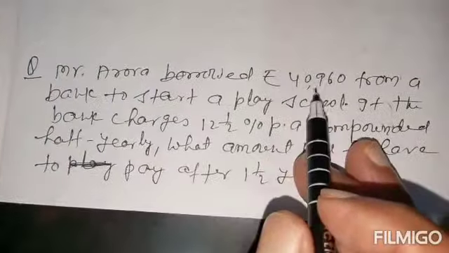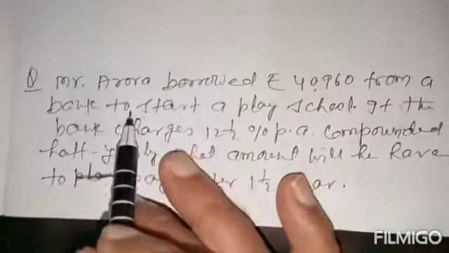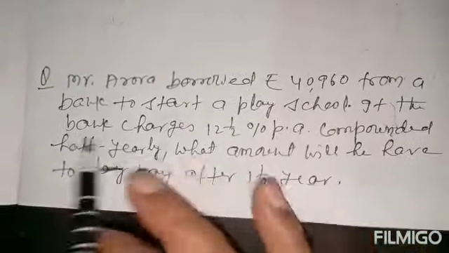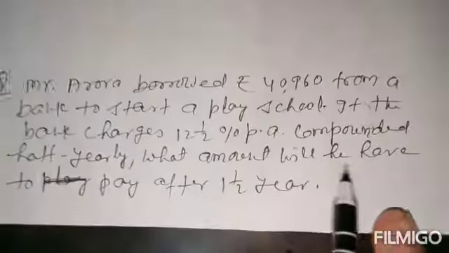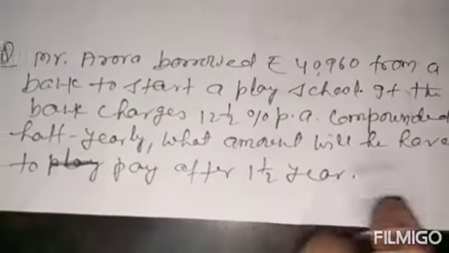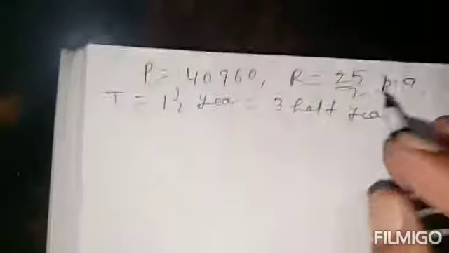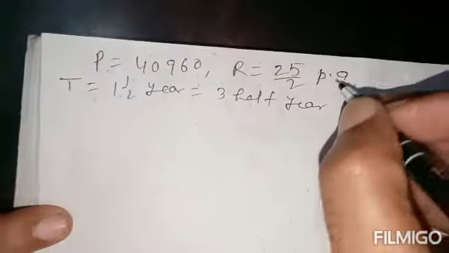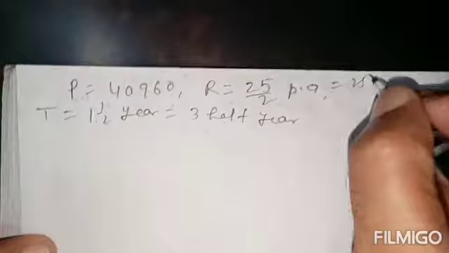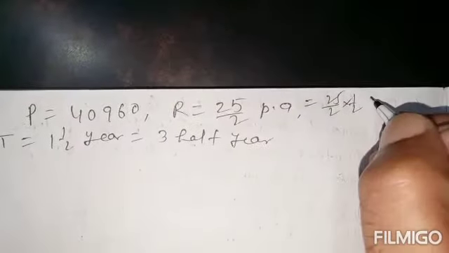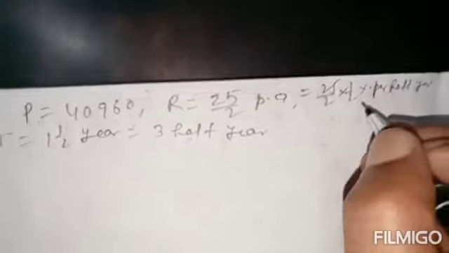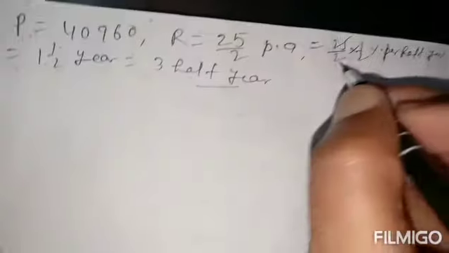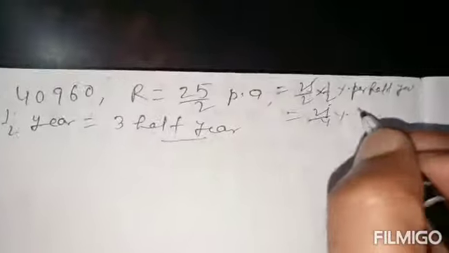Mr. Arora borrowed rupees 40,960 from a bank to start a play school. The bank charges 12½% per annum compounded half yearly. What amount will he have to pay after 1.5 years? Principal is 40,960. Rate is 25/2% per annum. For a half year, the rate of interest will be half. Time is 1.5 years, which means 3 half years. So it is 25/4% per half year.